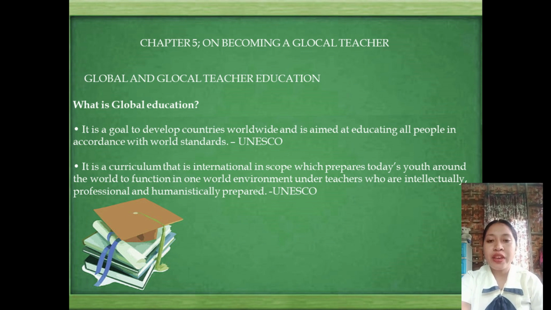Chapter 5, Becoming a Global Teacher. The learning outcomes of this chapter are: first, to describe the global and local teachers and the demands of globalization in the 21st century. Second, to describe the characteristics of professional teachers in Asian and some other countries. And third, to explain the life and career skills of teaching and learning in the global landscape of the 21st century.